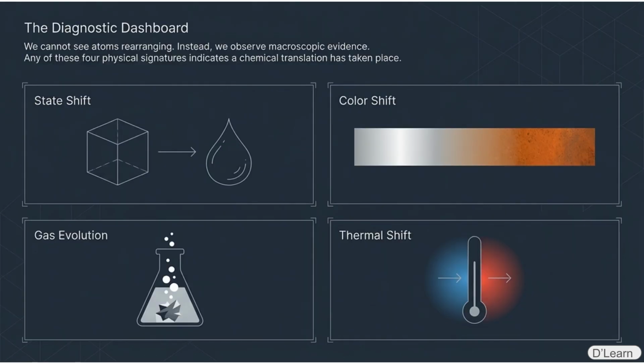We cannot directly see atoms rearrange. Instead, we look for macroscopic evidence, or physical signatures, that indicate a chemical transformation. These include a shift in state, color, the evolution of gas, or a thermal shift.